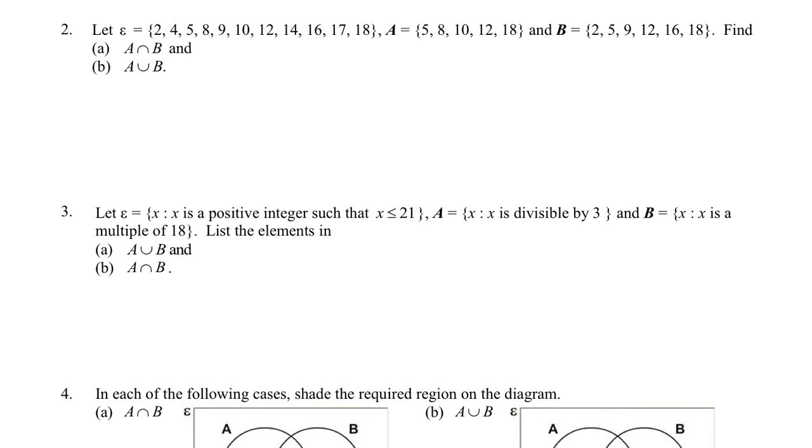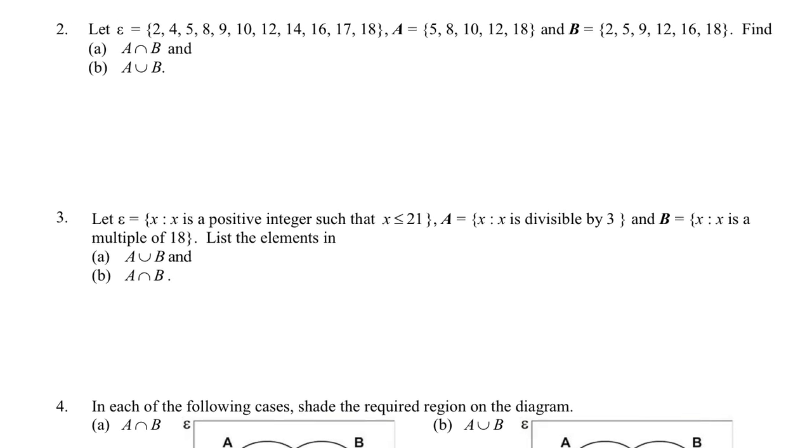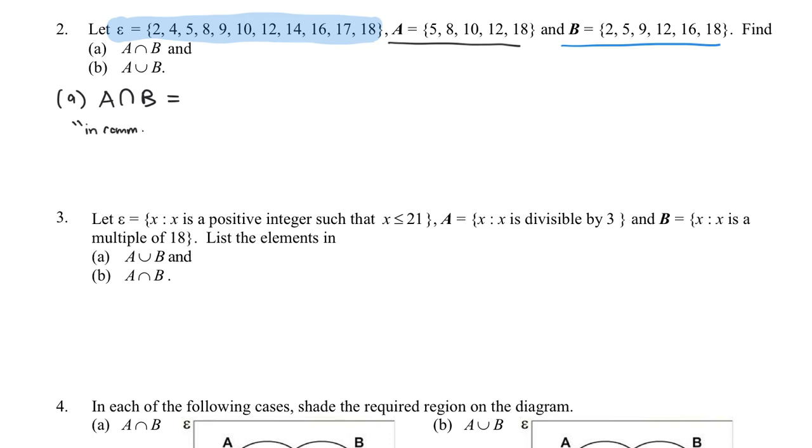Next, question 2. Universal set, let's use the blue. Okay, it's this biggest boundary of all these elements. A is here. B is here. Now, find in part A intersect B. Remember, it is in common. They must be commonly found in set A and set B.